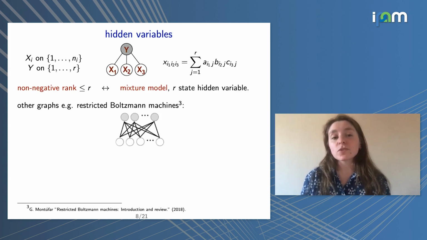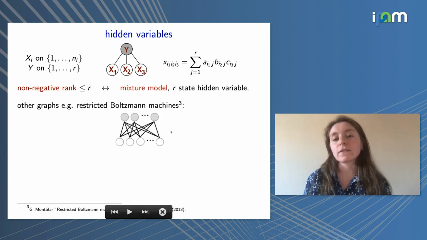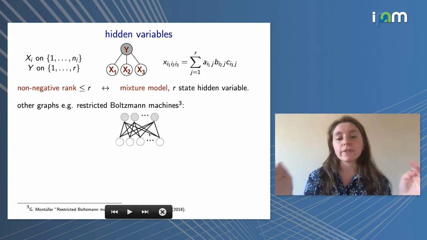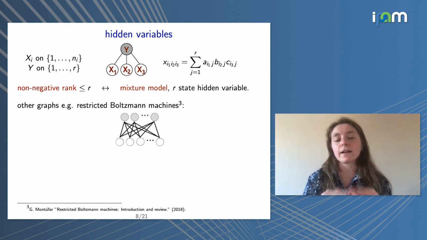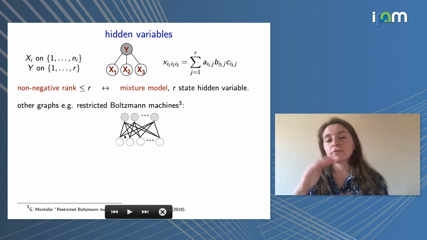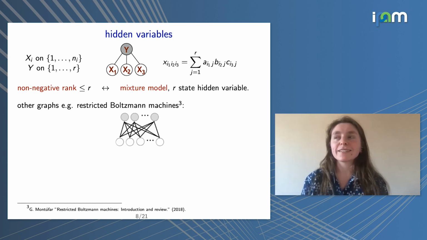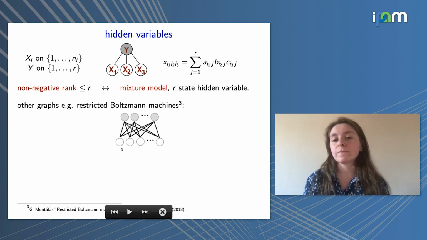All right, so we can also consider other graphs. So for instance, if we have a graph that looks like this with a layer of hidden variables and a layer of observed variables with edges given by a bipartite graph in between them, then this is called a restricted Boltzmann machine. And we can ask, okay, what is the set of tensors, non-negative tensors, that factor according to this graph here?